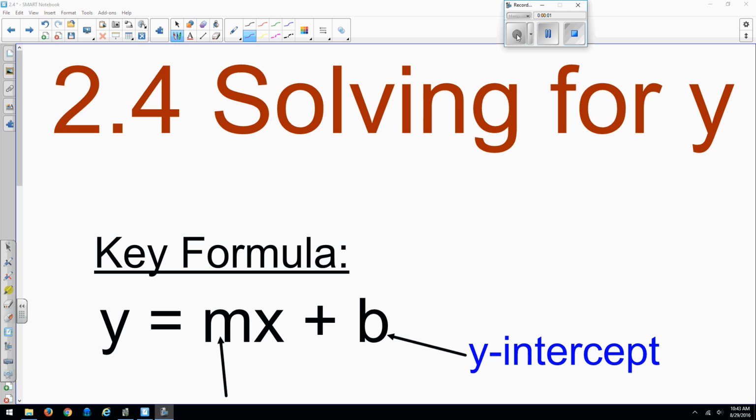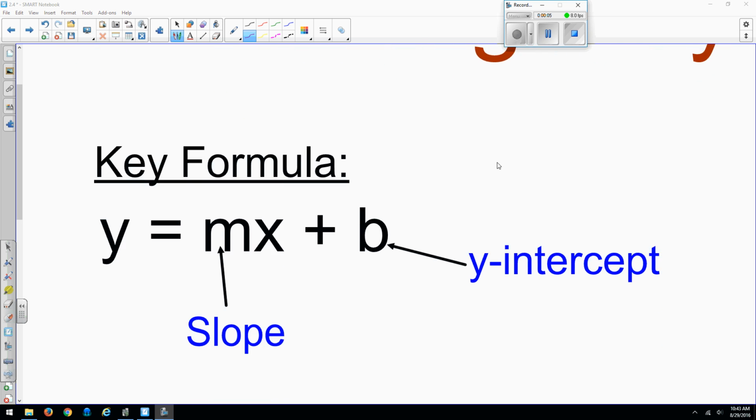All right, guys, today we're solving for y and also graphing linear equations. Here's a general form of a linear equation. This is referred to as the slope-intercept form of a line, where m is your slope, that's the number that is the coefficient of x, and b, the number by itself, is the y-intercept.